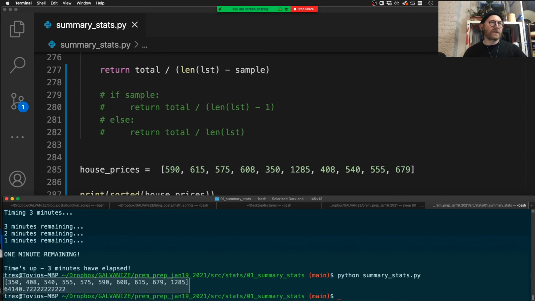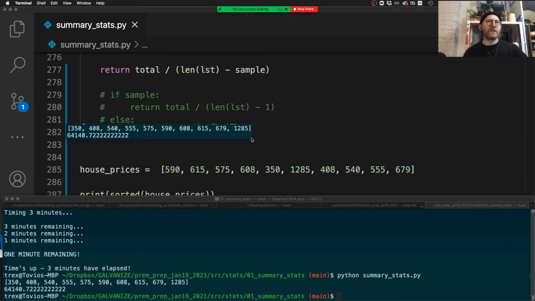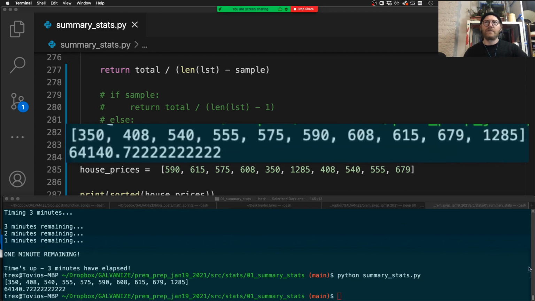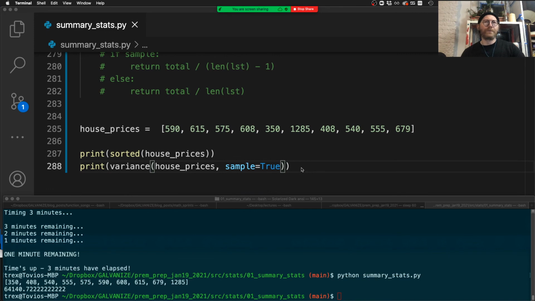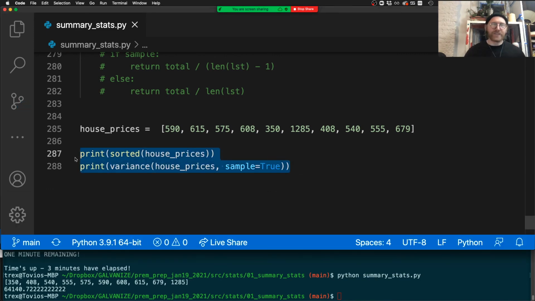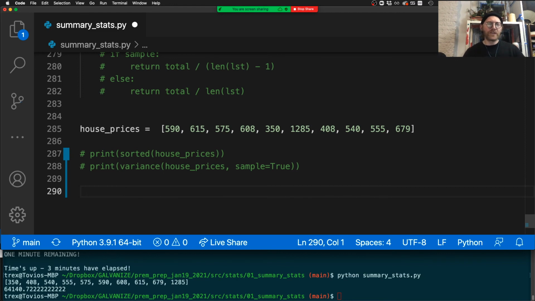Okay, so here's the thing. How do we interpret this variance of 64,140? It's the average of the squared distances. Do we think in terms of distance squared? Not usually, right? We usually think in terms of distance. You don't think about the square distance to your friend's house or anything like that. You think about the distance to your friend's house. So for that reason, that's going to be my justification for us having a standard deviation function.